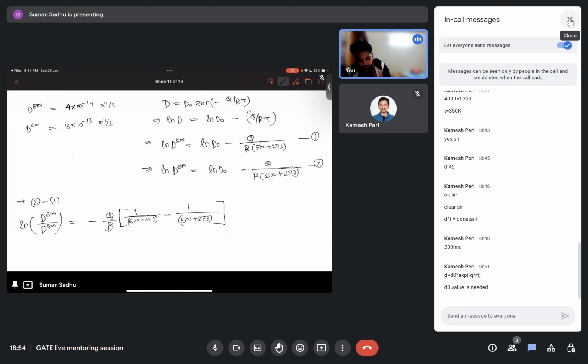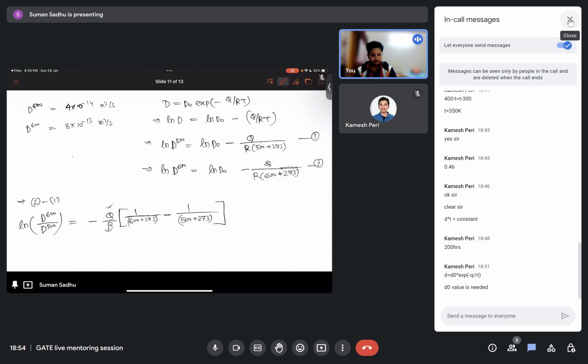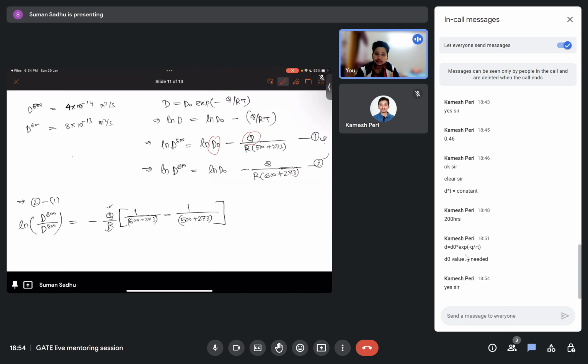Okay, you know d at 600, you know d at 500, so the only unknown is q, right? So you can calculate q, and then you can also calculate d naught. So basically two equations, one and two, and two unknowns. One unknown is d naught and the other unknown is q. So two equations, two unknowns, you can easily calculate it.